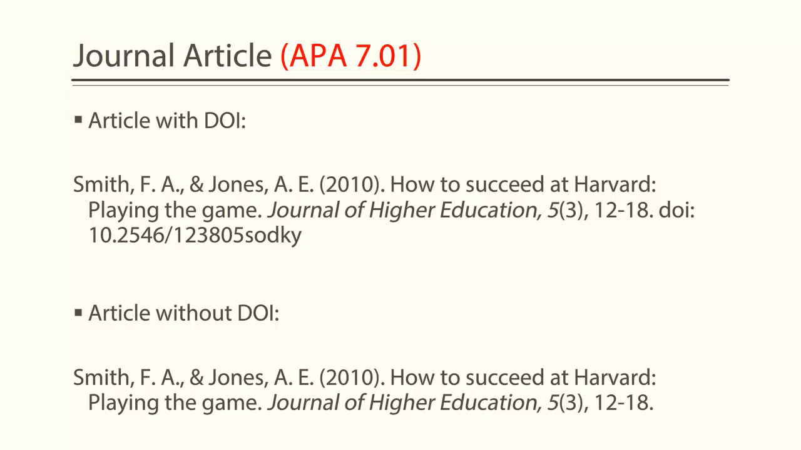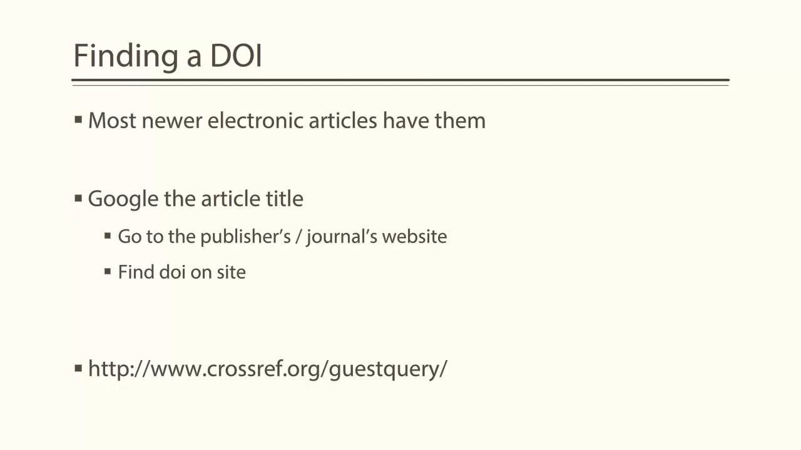You would not include the DOI if you cannot find one, or if it is a print article and does not have one. Not all electronic articles have a DOI, although most newer ones do have one. Older articles that have been digitized retroactively may or may not have them.